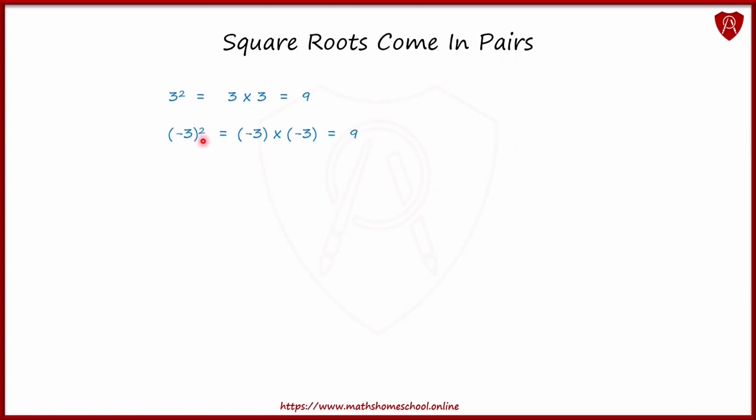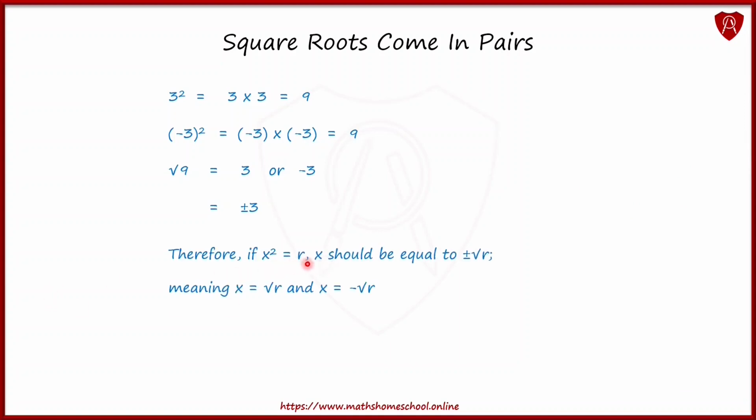and then square. So now, what is the square root of 9? Both 3 and -3 are valid square roots of 9. We normally write this as plus or minus 3. Any positive number has 2 square roots, both equal in size, but one is positive and the other one is negative. Therefore, if x squared is equal to r, x should be equal to plus or minus root r, meaning x is equal to root r and x is equal to negative root r.